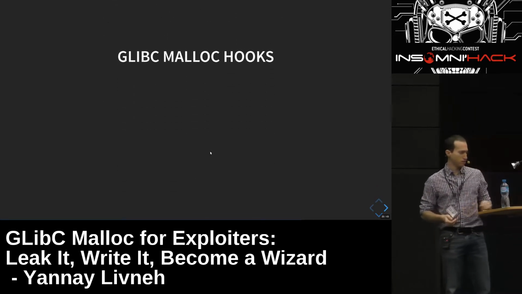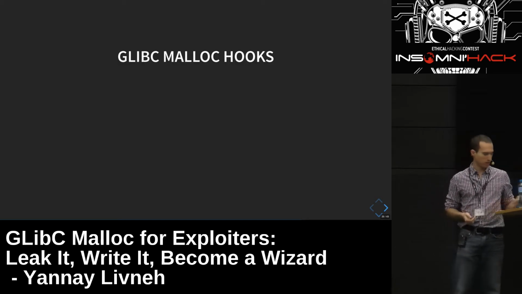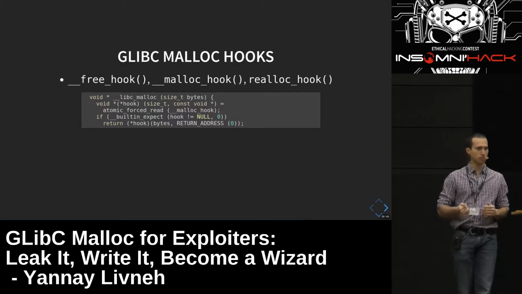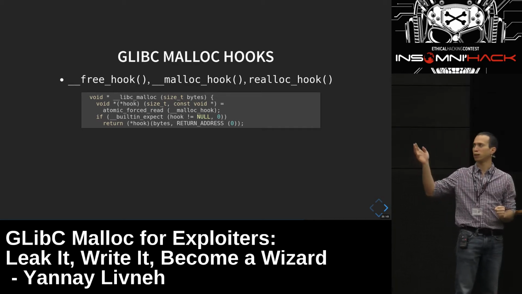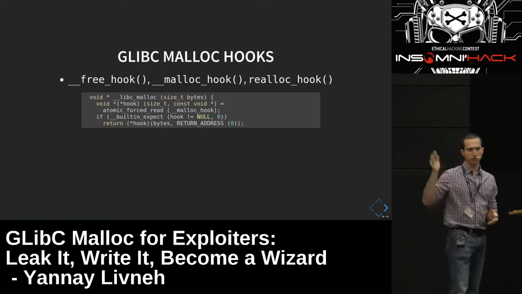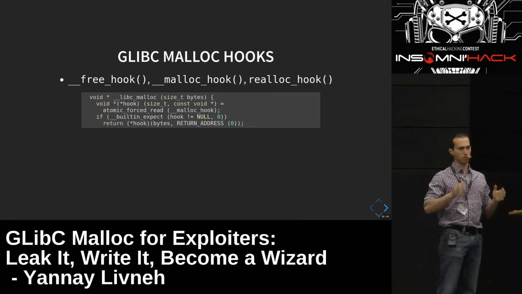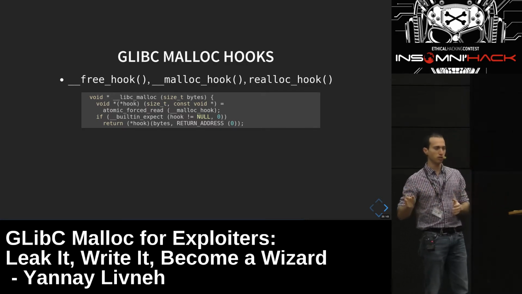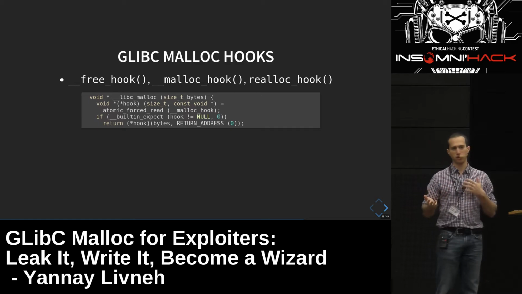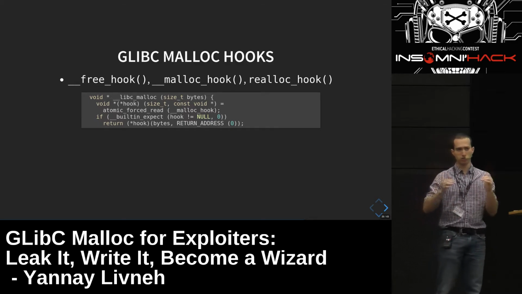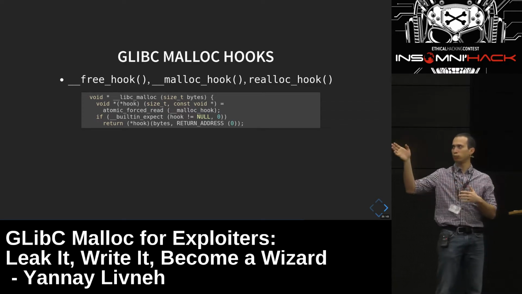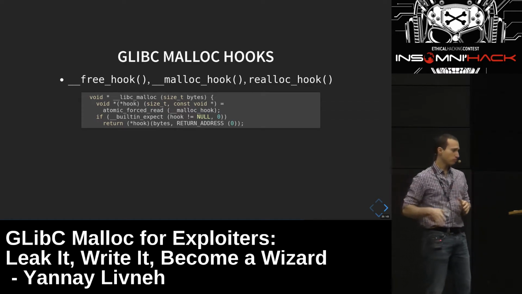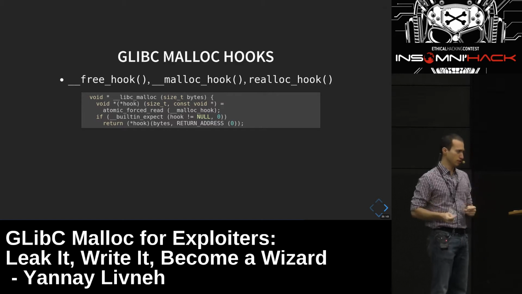My favorite is using the malloc hooks. So there are hooks in the GLibC malloc. You can see the function of malloc internally, this is how it's implemented. The very first lines read a global variable called malloc hook and check if it's null or not. If it's not null, it will just jump to whatever is pointed there. So if you can override this global variable, which is in GLibC, you can get code execution.